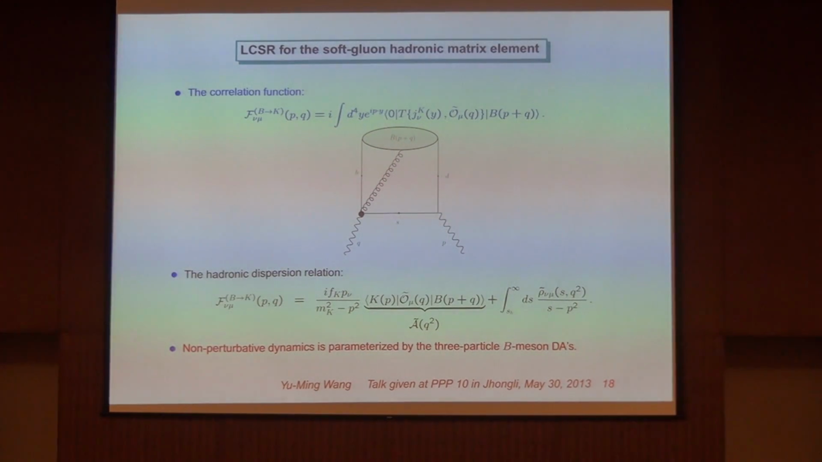Now I will explain how to compute this matrix element. We still follow the standard philosophy of light-cone sum rules, but now we put the B meson on the left here and interpolate the decay by a local current. This is just the effective operator we obtained before. Then we write down the hadronic dispersion relations for this correlation function and isolate the ground state contributions, and then we match these hadronic representations to the QCD calculation. In QCD, this nonperturbative dynamics of the correlation function will be characterized by the three-particle B meson distribution amplitudes.